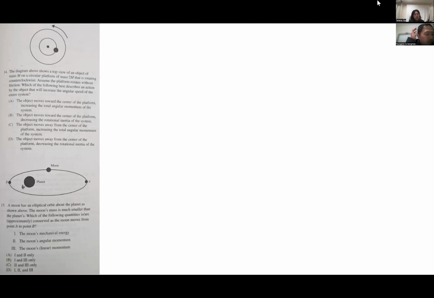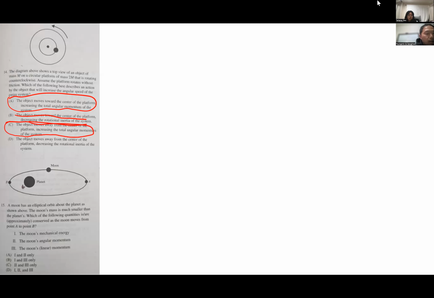I think it's B. Okay, so basically, the rotational platform and the object resting on the platform consist of an isolated system. So in the isolated system, angular momentum must be conserved, so it should remain constant. So in that case, you can exclude A and C, right?